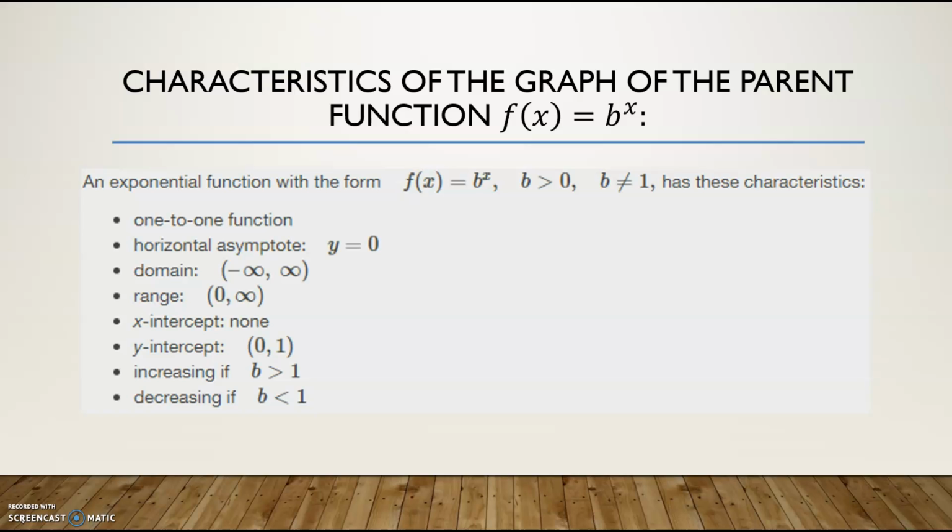Now, it has these characteristics. It is a one-to-one function. It has a horizontal asymptote at y equals 0. The domain is all real numbers, going from negative infinity to positive infinity. The range goes from 0 to infinity. It has no x-intercepts because the horizontal asymptote is at y equals 0, so it doesn't cross the x-axis. The y-intercept is (0, 1). And if b is greater than 1, you have an increasing function. And if b is between 0 and 1, you have a decreasing function.